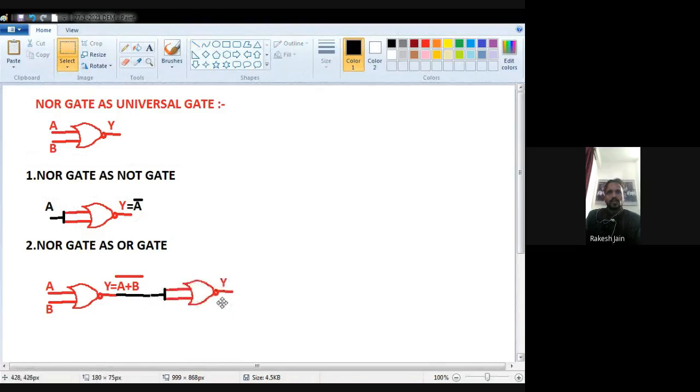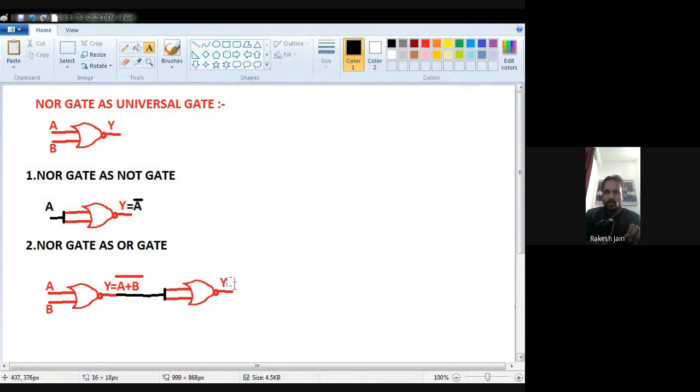Okay, now see this circuitry. Now we connect the output of a NOR gate with the NOT gate. The NOR gate connected with a NOT gate, then the output is what? The output is just opposite of the input.